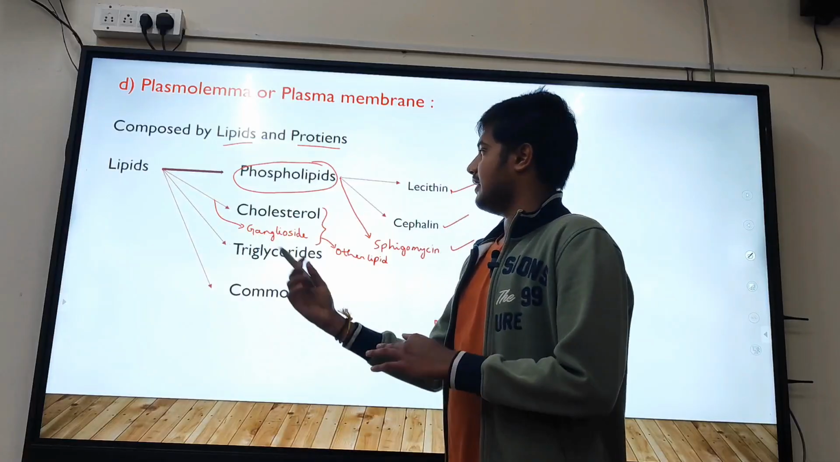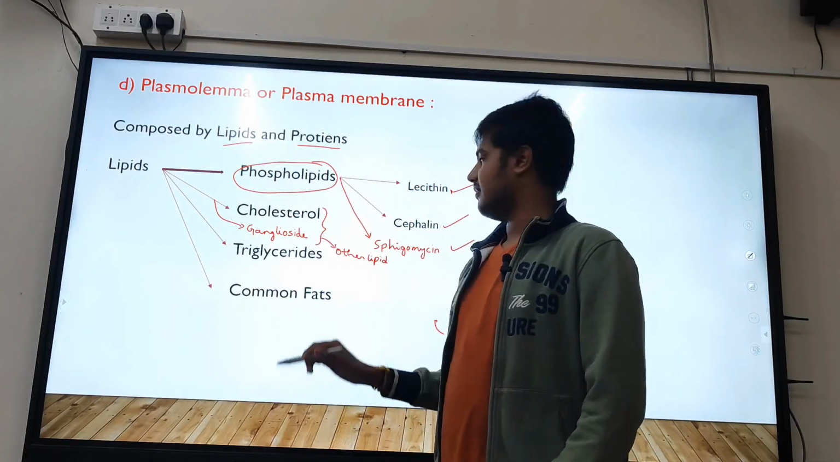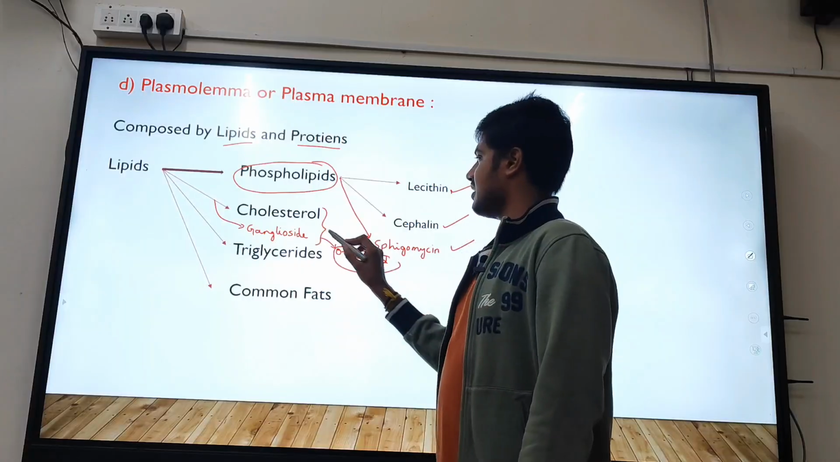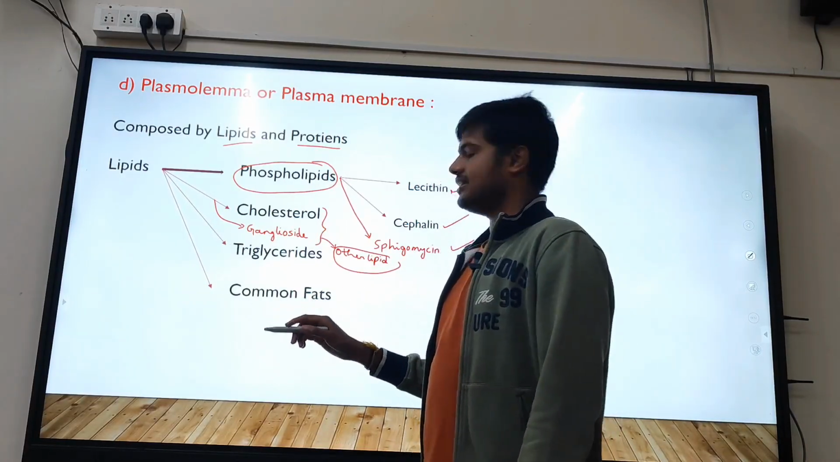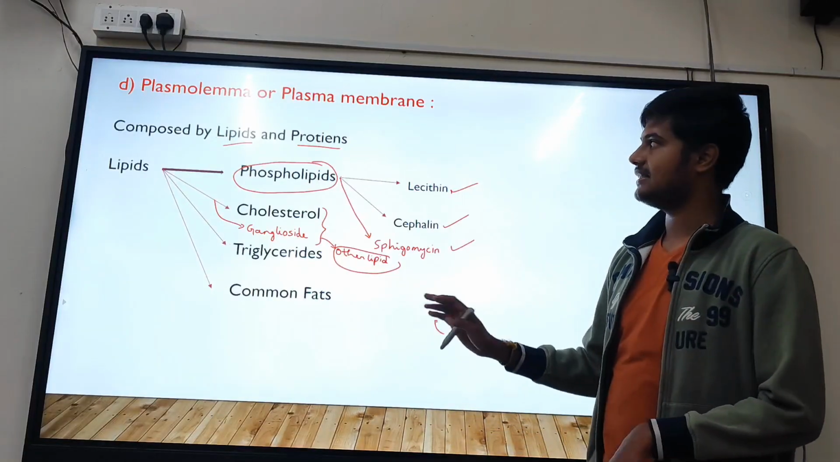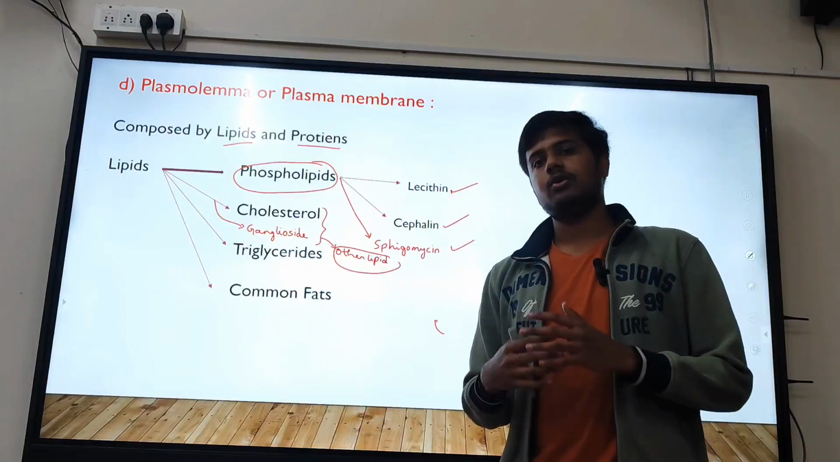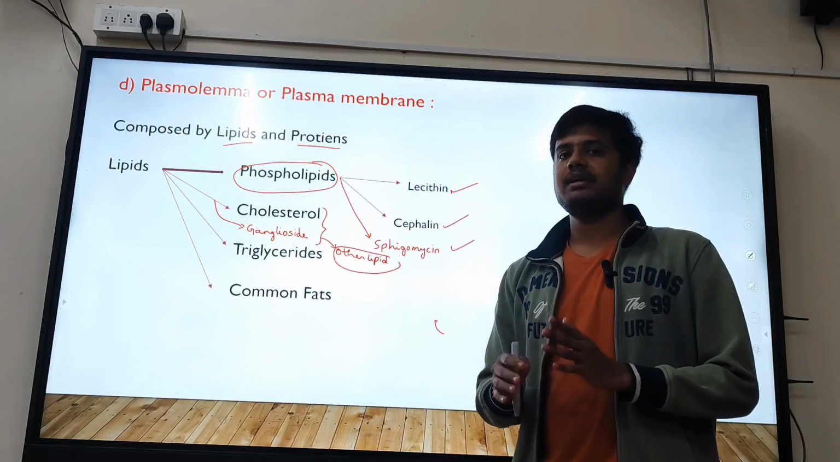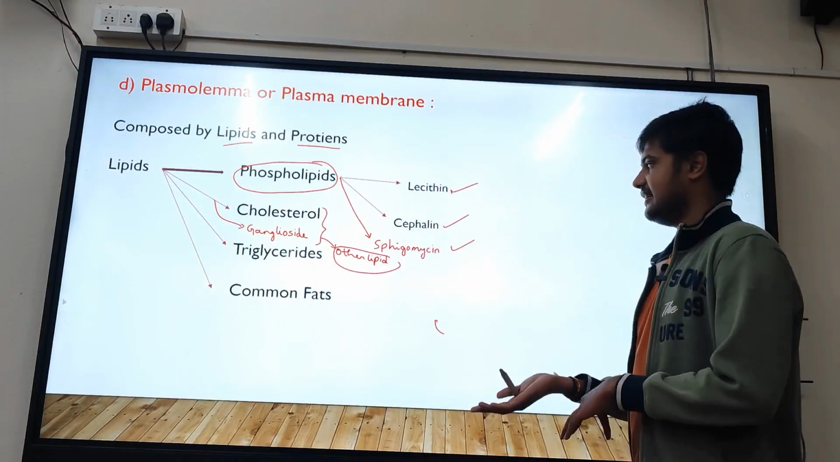Next, after lipids, many lipids are constructed. What do lipids mean? Cholesterol, ganglioside, and triglycerides are also present, and common fats are present in lipids. These are all compositions of the plasma lemma. You know the plasma lemma, or plasma membrane, which is located after the secondary cell wall.